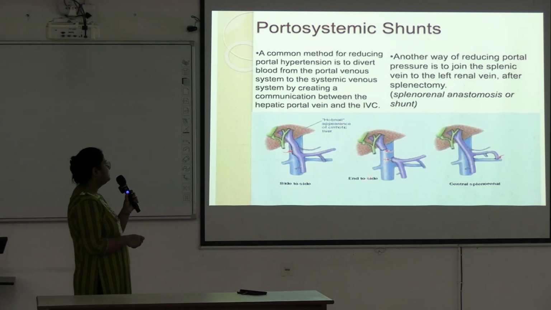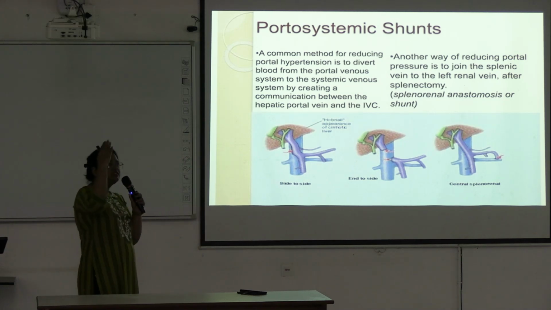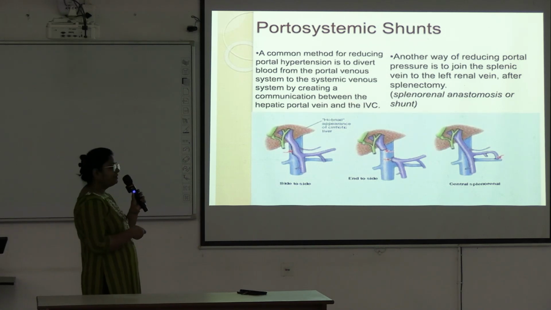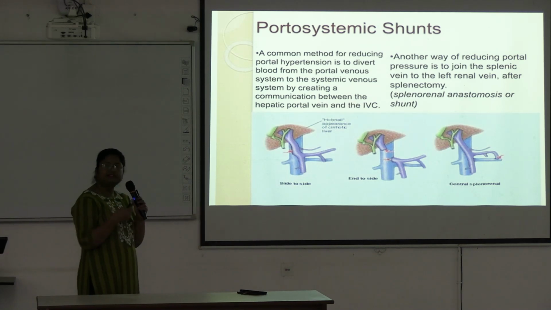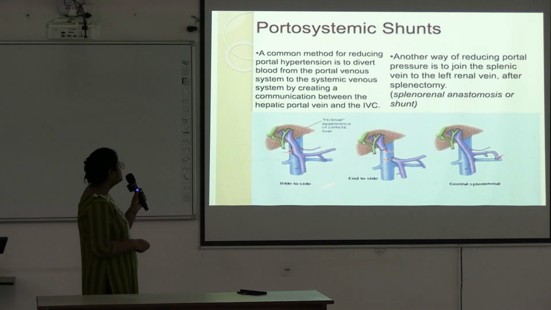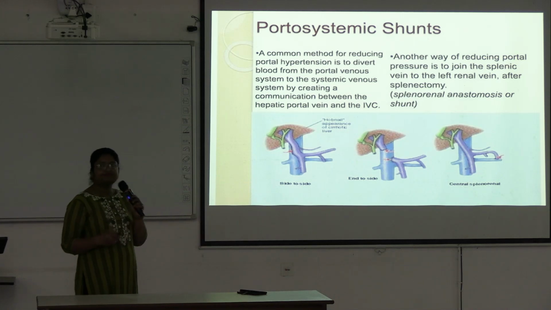Here it is end to side anastomosis, that means in the middle part the portal vein is cut and the two ends are joined with the inferior vena cava. And here, side to side anastomosis, some part of the wall of the portal vein is cut and some part of the IVC is cut, and these two are stitched together. So that there will be connection of blood in between the two. So that's how the portosystemic shunts are done.